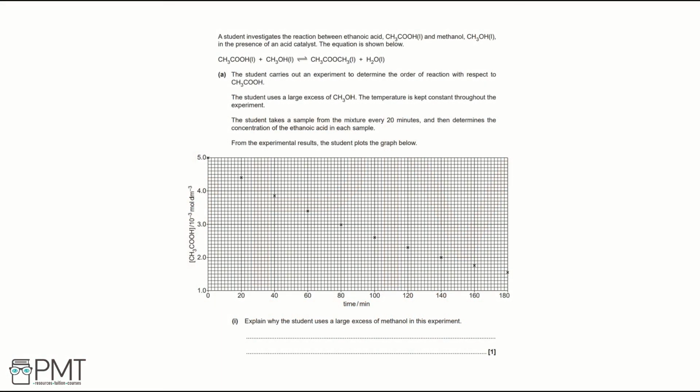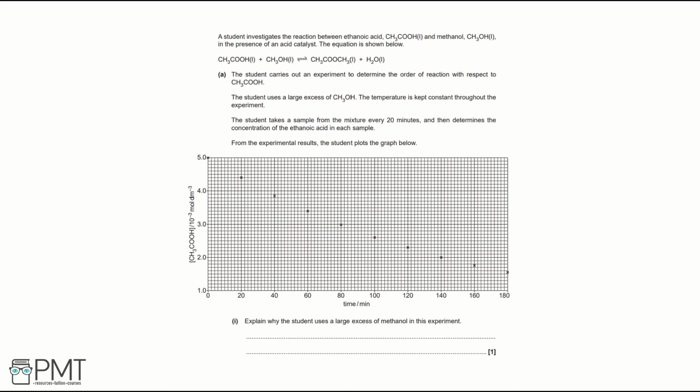A student investigates the reaction between ethanoic acid and methanol in the presence of an acid catalyst. The equation is shown below. Part A. The student carries out an experiment to determine the order of reaction with respect to ethanoic acid. The student uses a large excess of methanol. The temperature is kept constant throughout the experiment. The student takes a sample from the mixture every 20 minutes and then determines the concentration of ethanoic acid in each sample. From the experimental results, the student plots the graph below.